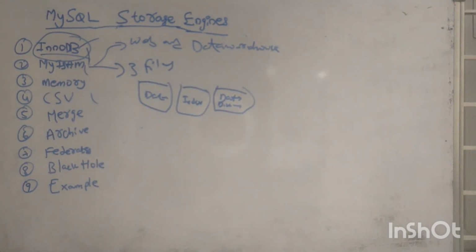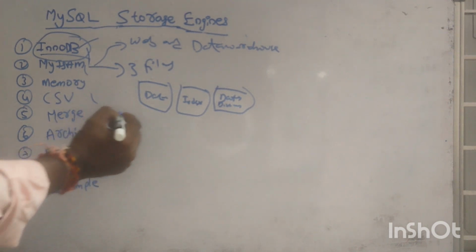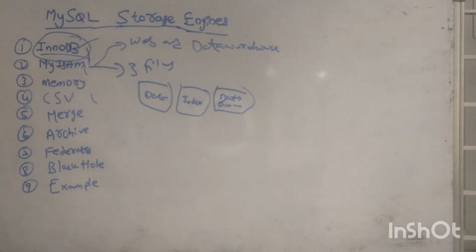So here we have limits. The maximum number of indexes each MyISAM table can support is 64. So you can have 64 indexes for each MyISAM table. We can create indexes on up to 16 columns per table for MyISAM tables.